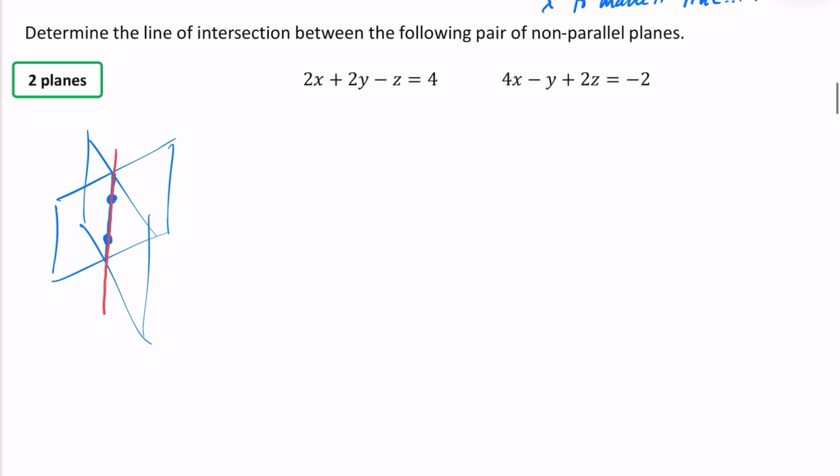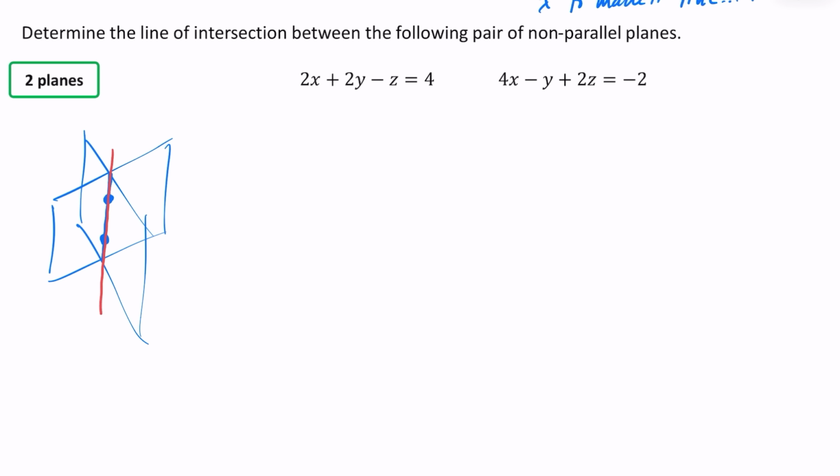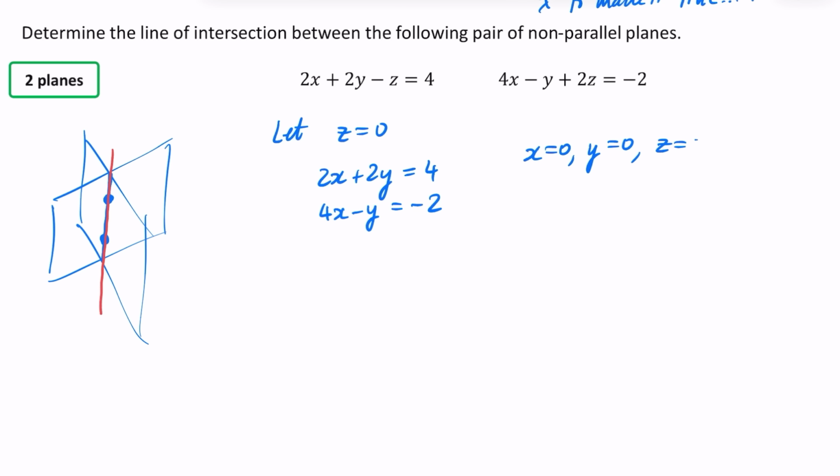Here, we're not so concerned about that. Just pick something really simple for z or for y or for x, and you can actually pick 0 here. You're just trying to find 3 coordinates that make them both true. So if I let z equal 0 for both of them, I get 2x plus 2y minus 0 equals 4, and I get 4x minus y plus 2 times 0 equals minus 2, and then I can just solve these simultaneously. So it's my 2, 2, 4, my 4, my minus 1, and my minus 2. We say that x is 0 and y is 2, and we've already said that z is 0.